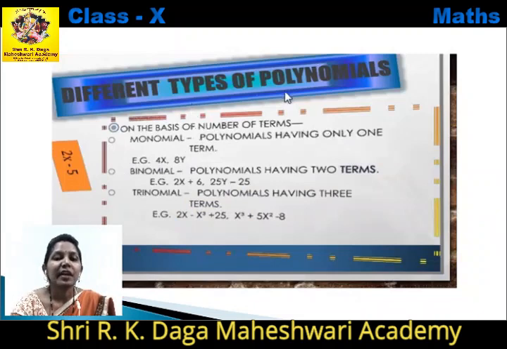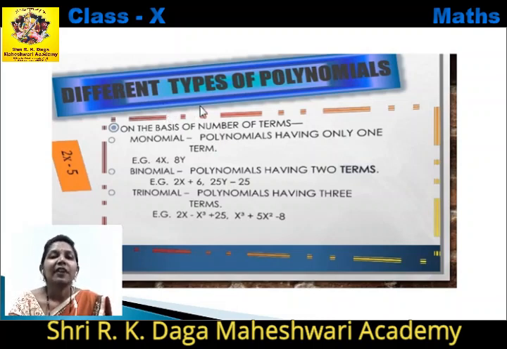Now, different types of polynomial on the basis of number of terms. Now we will discuss how many types of polynomial there are, and we will start with the basis of number of terms. Monomial. A polynomial having only one term is called a monomial. In this example you can see 4x, 8y, only a single term is there. So whenever the term is single, it is called a monomial.